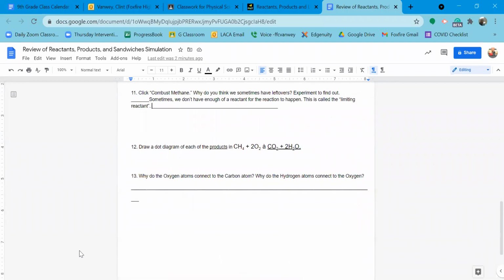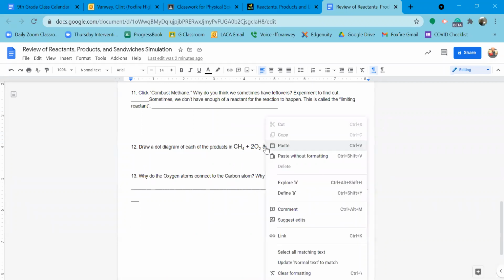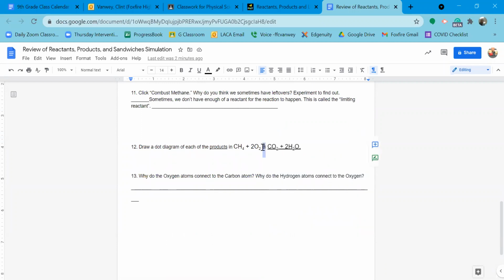All right. Here it asks us to draw a dot diagram of each of the products, and this translated wrong. I'm sorry about that. I did not take a close enough look at this when I converted it. So we're going to draw a dot diagram of each of the products. It doesn't ask us to draw a dot diagram of the reactants. We're going to draw a dot diagram of the products in this reaction.